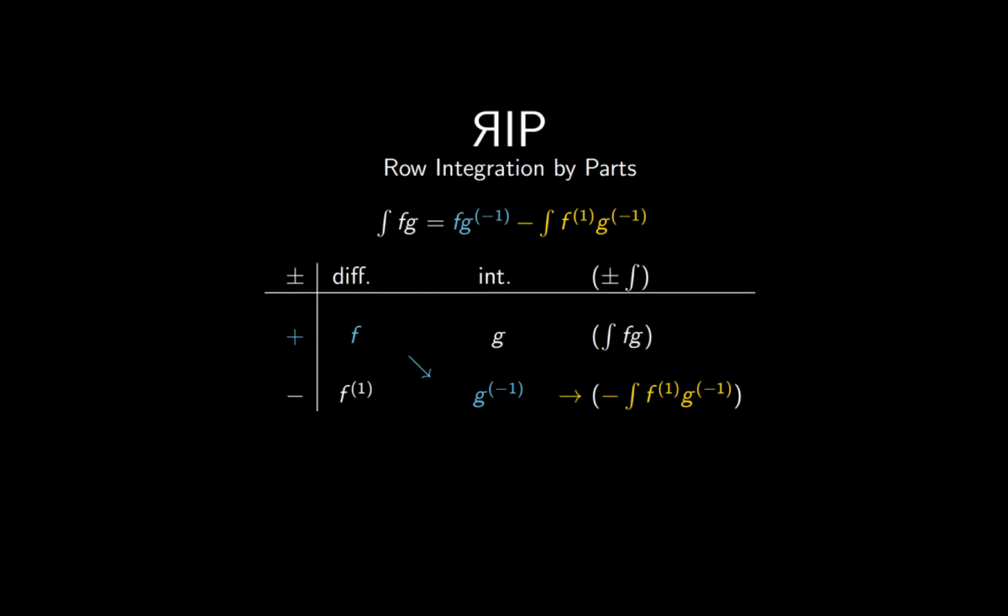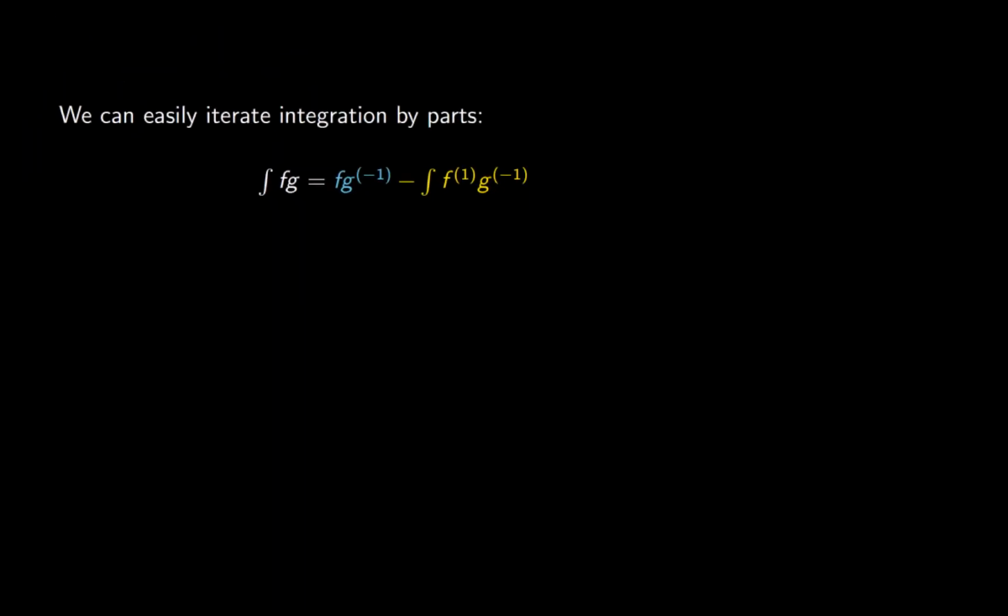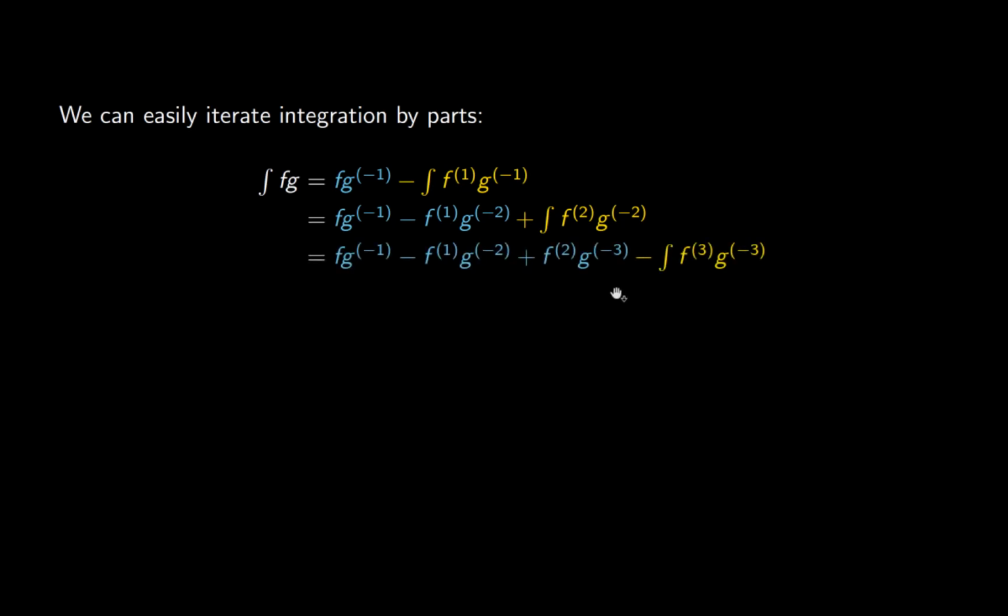Well, the actual motivation for the RIP method is when we iterate integration by parts. That is, suppose we take the formula for integration by parts and we wish to replace the new integral with another iteration of integration by parts. It would give us something like this. If we choose to differentiate f again and integrate g again, this is what the formula would look like. And of course, we could do it again. And then the question is, when do we stop and why?